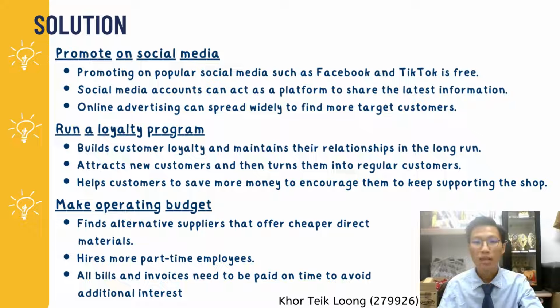Last but not least, Varsity Print needs to make an operating budget to manage the spending in an organized manner. Varsity Print can try to find alternative suppliers that offer cheaper direct materials. Moreover, the owner may also consider hiring more UM students as part-time employees so that the higher salaries paid for the full-time employees can be saved. In addition, all of the bills and invoices need to be paid on time to avoid additional interest charged to the business. The unnecessary costs need to be cut to minimize the operating costs of the business.